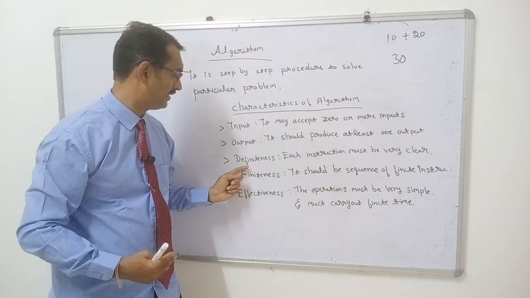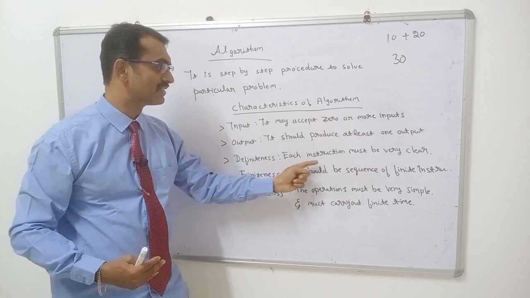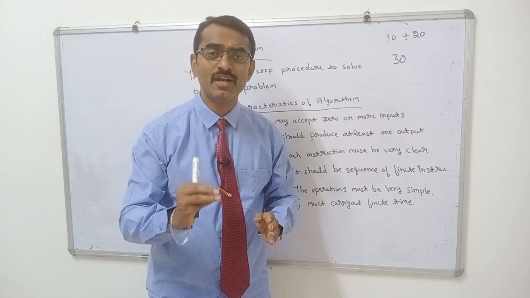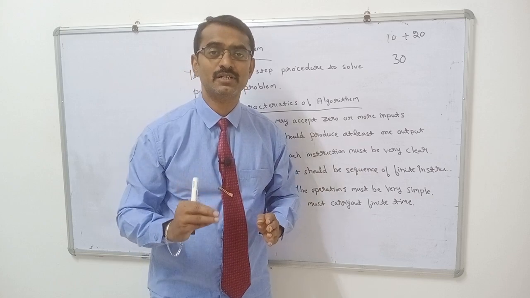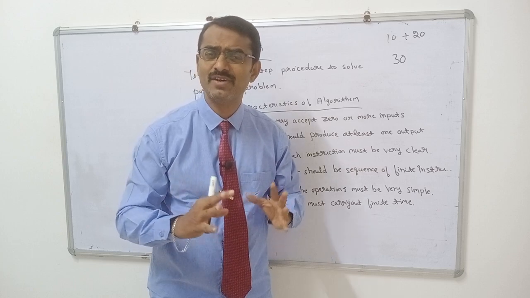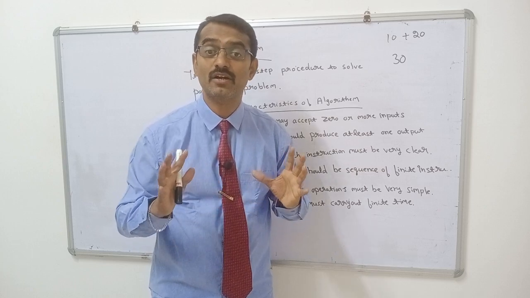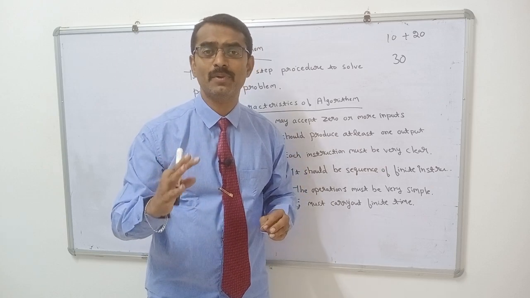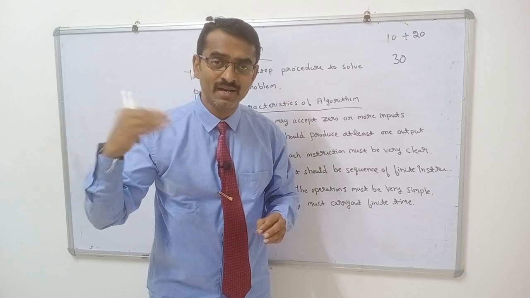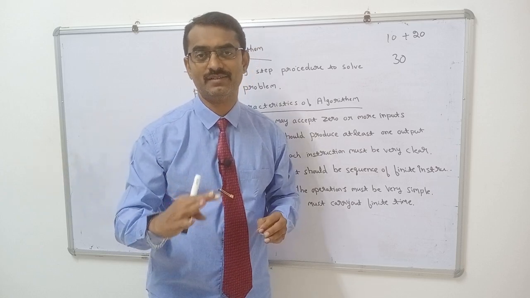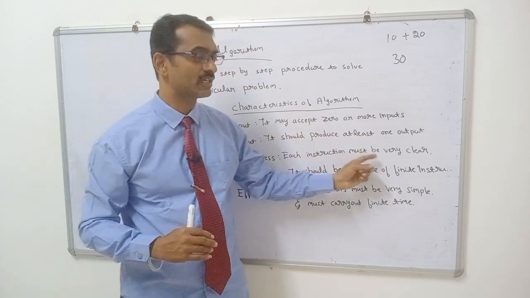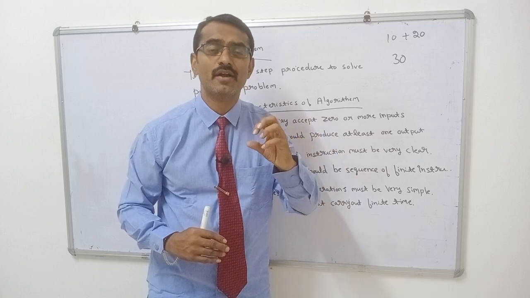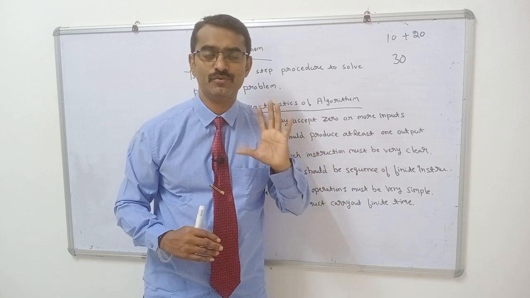Let us go to the next. Definiteness. Each instruction must be very clear. Definiteness means whenever you are writing an algorithm, the instruction must be very clear. What do you mean by very clear? There should not be any confusion. When you are writing an instruction, write it in a very simple manner so that another reader can also understand. That is what we call each instruction must be very clear. There is no ambiguity, there is no confusion. Okay.